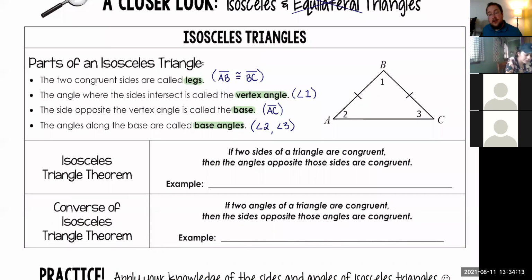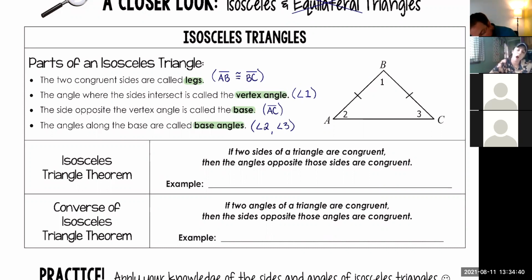Now, that vocabulary was necessary to help us describe these two, actually one theorem and its converse, meaning its opposite. So the isosceles triangle theorem says that if two sides of a triangle are congruent, aka an isosceles triangle, then the angles opposite those sides must also be congruent.